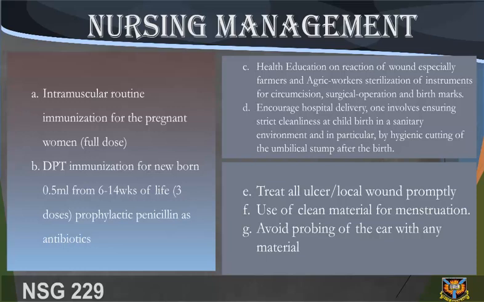Prophylactic penicillin as antibiotics. C. Health education on care of wounds, especially for farmers and agricultural workers, and sterilization of instruments for circumcision, surgical operation and birth marks. D. Encourage hospital delivery, ensuring strict cleanliness at childbirth in a sanitary environment and in particular hygienic cutting of the umbilical stump after the birth. E. Treat all ulcers or local wounds promptly. F. Use of clean material for menstruation. G. Avoid probing of the ear with any material.